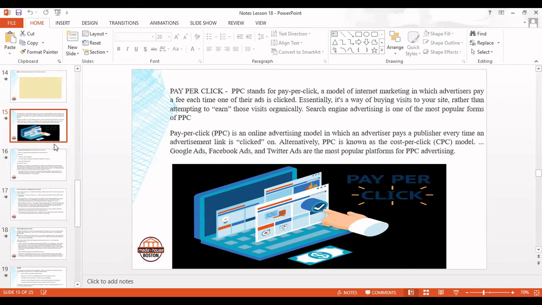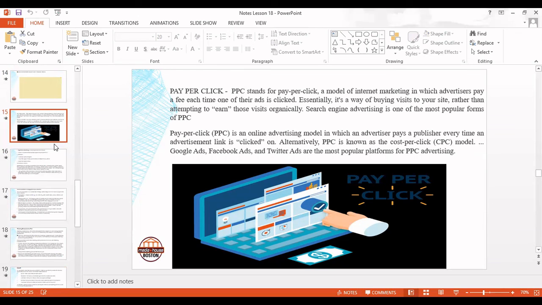Okay, so it's internet marketing in which advertisers pay a fee each time one of their ads is clicked. So whenever you click an ad, that means the sponsors of that ad are being charged. Essentially, it's a way of buying visits to your site rather than attempting to earn those visits organically. So pay-per-click is a way of attracting people to come to your website rather than just waiting for people to randomly come to your website. Search engine advertising is one of the most popular forms of PPC. So remember our search engine advertising, usually we find it on Google, on social media. It is the most popular form of pay-per-click.